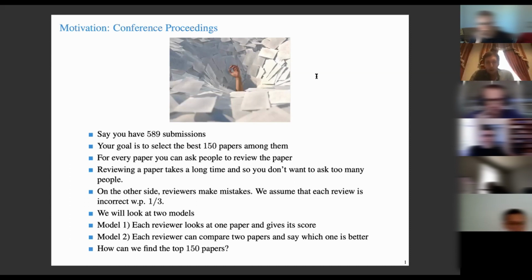We assume in this paper, and I'm going to go into the model in more detail in a second, that reviews are going to be incorrect with probability 1/3. Okay, so there's some error in the reviews.